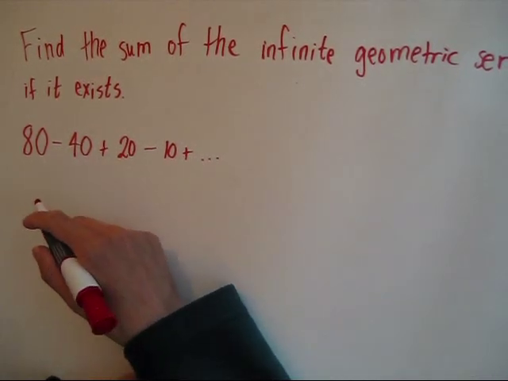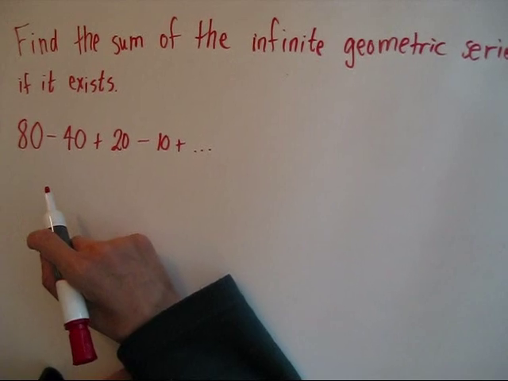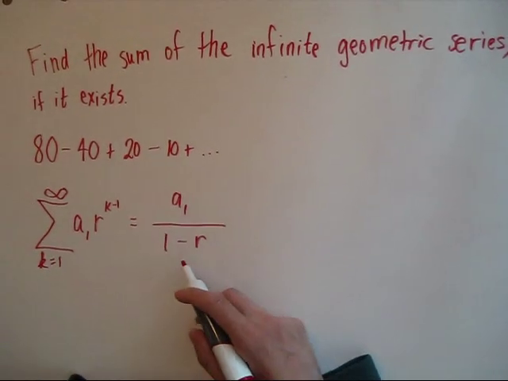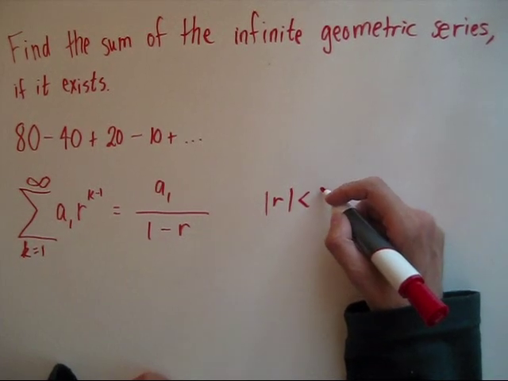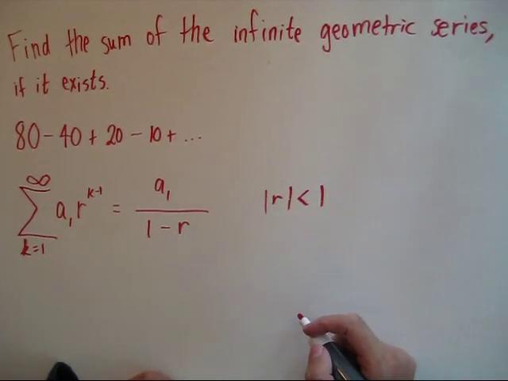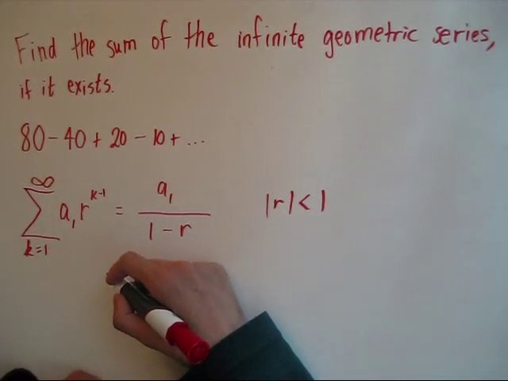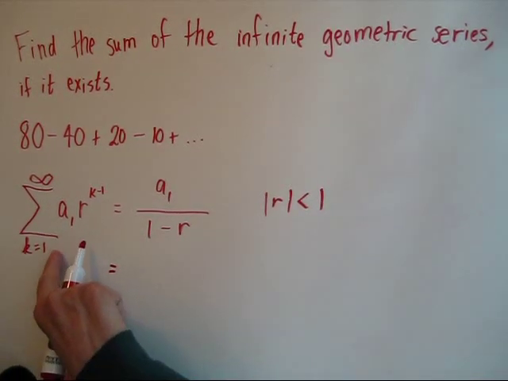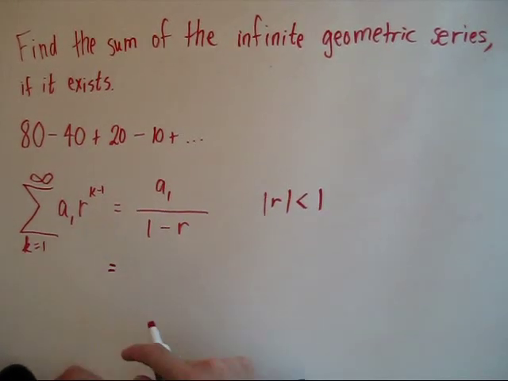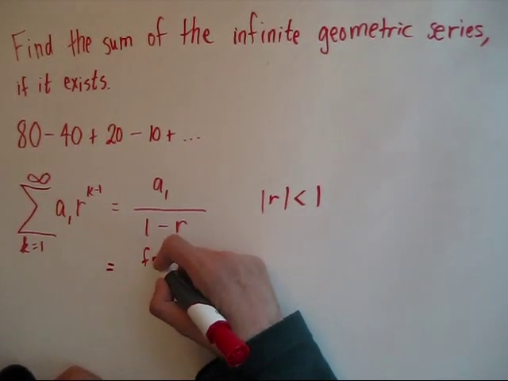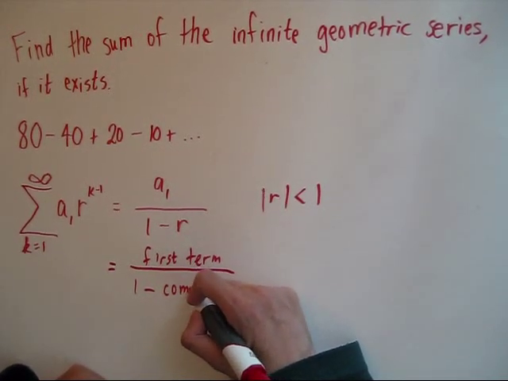Let's find the sum of this infinite geometric series. The formula is this, and it works if the absolute value of r is less than 1. I'm going to rewrite this just in verbal terms to save you some trouble if your formula is not exactly in that form. So it's the first term divided by 1 minus the common ratio.